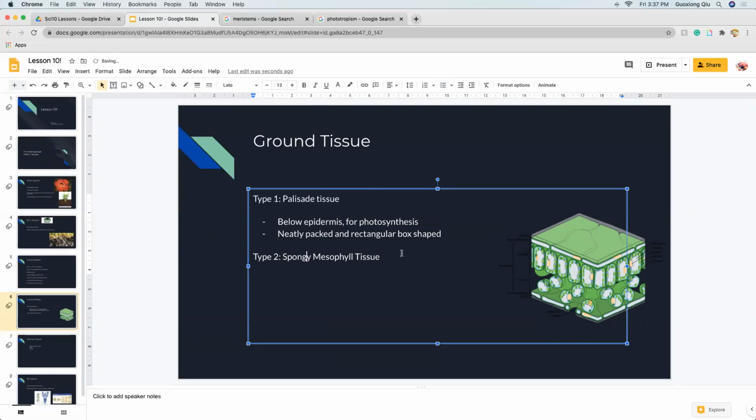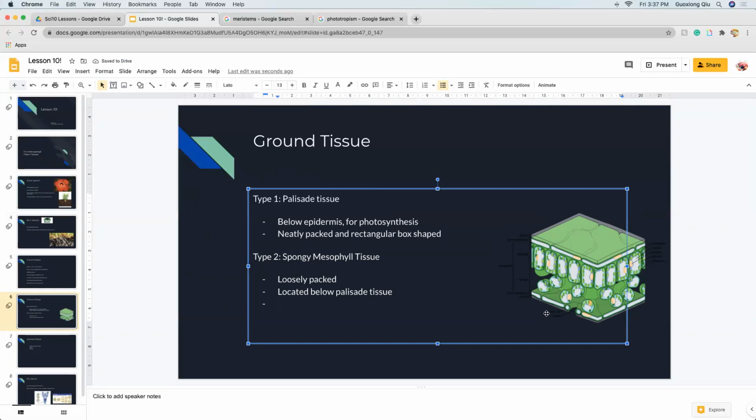I cannot spell for the life of me. Okay. The spongy mesophyll tissue cells are loosely packed and located below the palisade tissue. So if you look back to the diagram here, the palisade tissue is right here, right below the epidermis, tightly packed, rectangular shaped. And then below that, we have the spongy mesophyll tissue. It's spaced out and it is located below the palisade tissue. They're also kind of irregularly shaped.